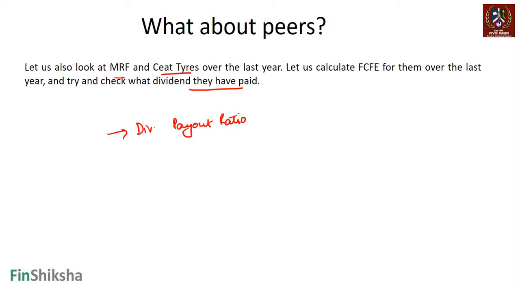Which we can decode further and try and figure out if they are doing any kind of buyback at some point of time, or something of that sort is in their annual report. But they haven't really paid too much dividend that they could have paid. They could have paid more, but they haven't really paid that dividend, right? That's how you go about doing your analysis for the peers.